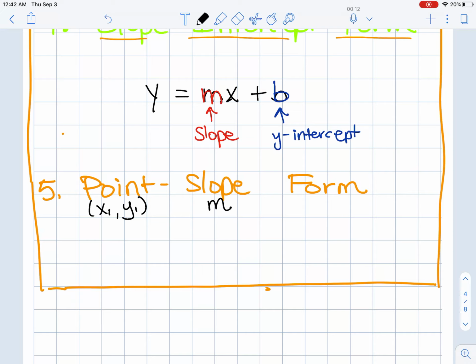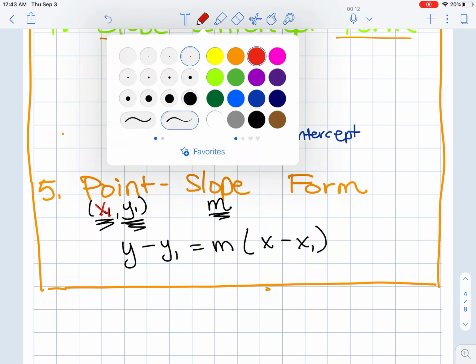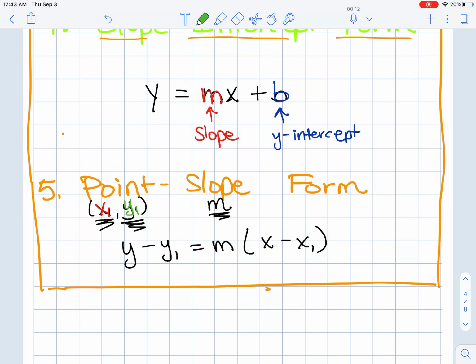So looking for point-slope form, that means the point and slope are readily available in this form. So we'll say that y minus y1, which is this part of the point, equals m, which is the slope, times x minus x1, which is the x part of the point. So remember, if this is x1, y1, and the slope, these go here.